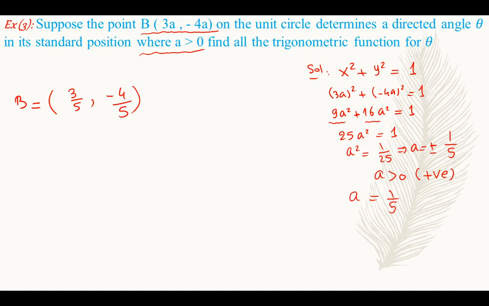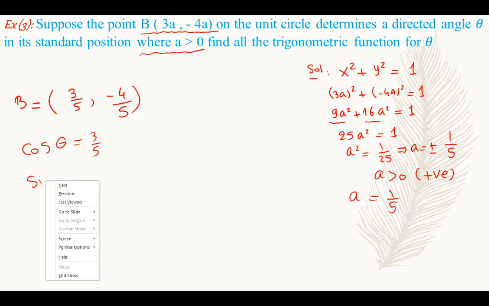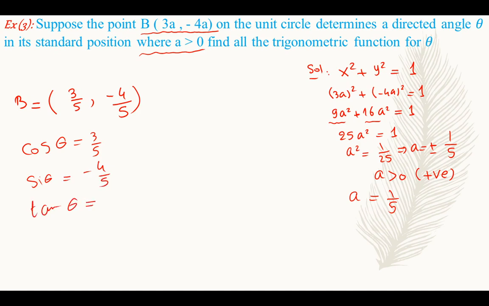Here we want all the trigonometric functions for theta. So cosine theta will be equal to 3 over 5. Sine theta will be equal to negative 4 over 5. Tan theta equals sine over cosine. Here it will be negative 4 over 3.